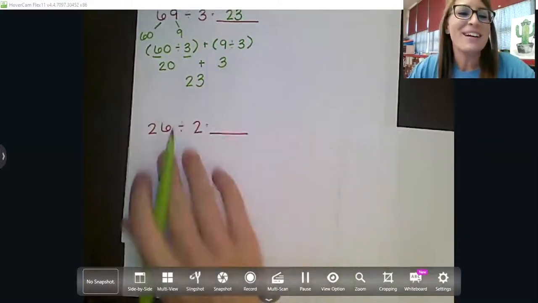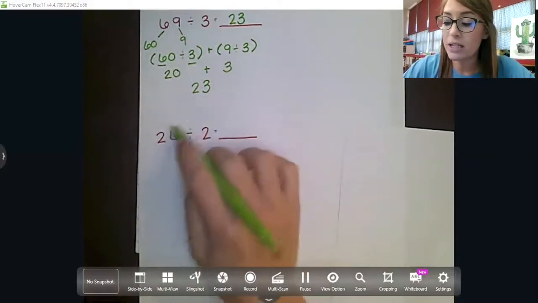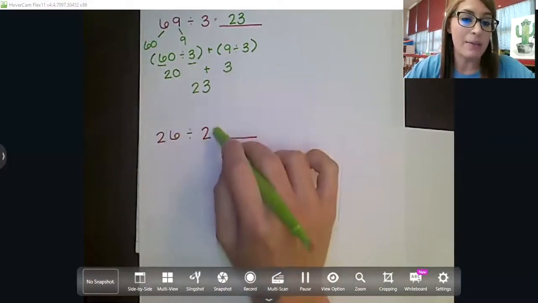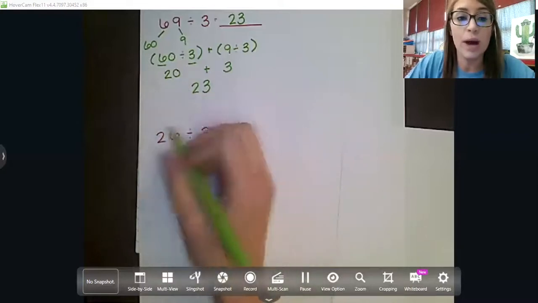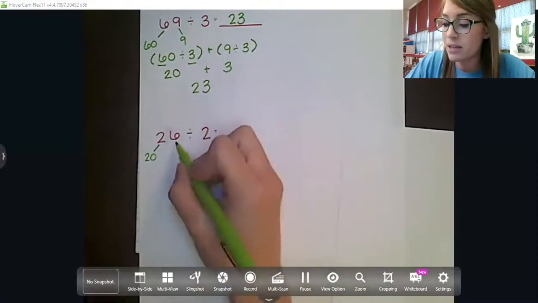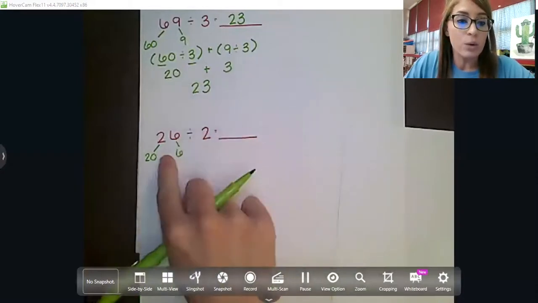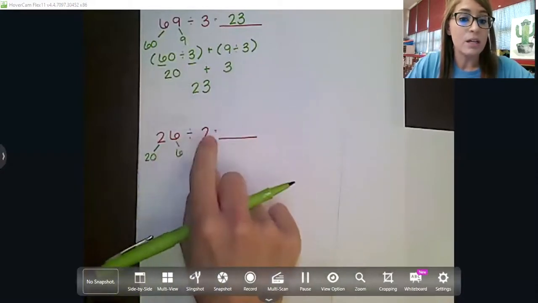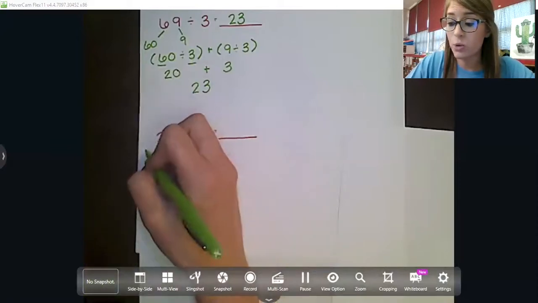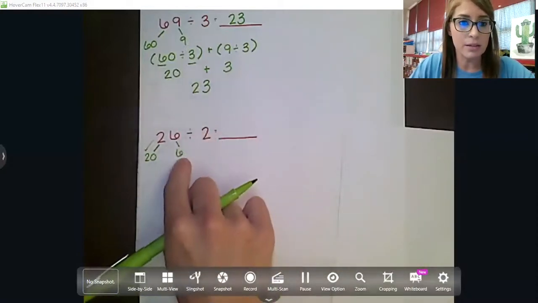All right, so 26 divided by 2. First thing we're going to do is look at this 26 and divide it up by tens and ones and see if that'll work to be divided by this 2. So this 2 has a value of 20. Very good. And this 6 has a value of 6. Very good. Now, can 2 go into 20 evenly? Does 2 times something give me 20? Yes, it does. So that's going to work. We can use that. What about 6? Does 2 times something equal 6?